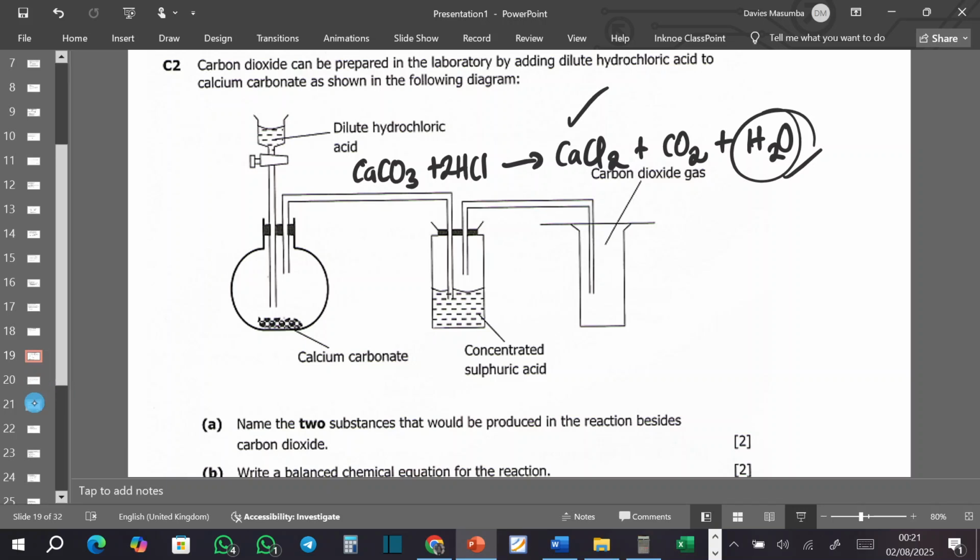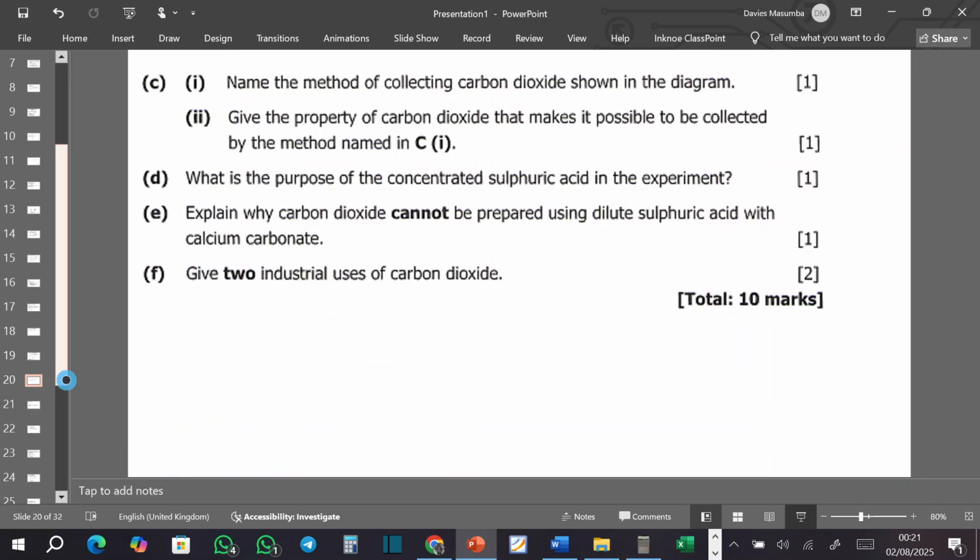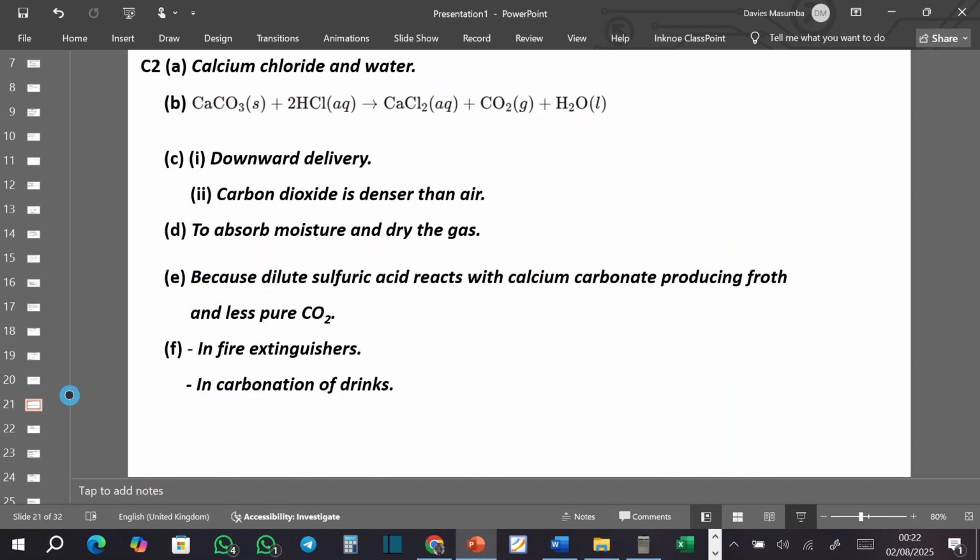Okay, then we go back to the question. It says, explain why carbon dioxide cannot be prepared using dilute sulfuric acid with calcium carbonate. So in answering, we're saying because dilute sulfuric acid reacts with calcium carbonate, producing frothy and less pure carbon dioxide.